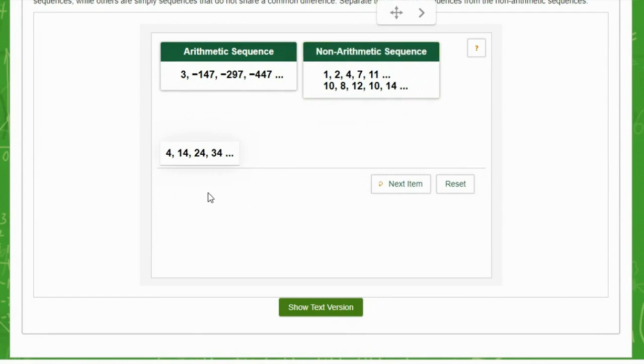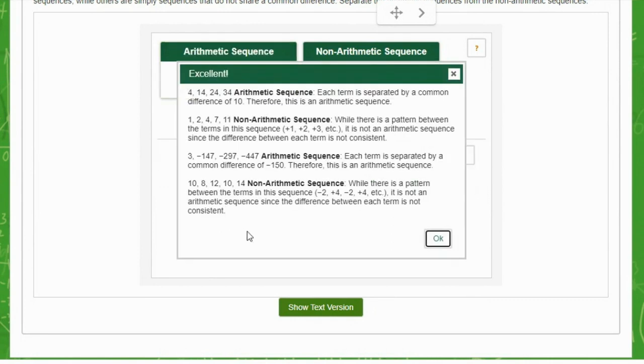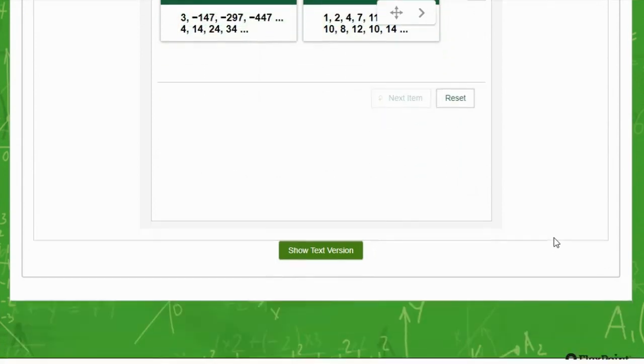Oh, they end up with an easy one. 4, 14, 24, 34. You could probably guess the next number. Yes, it's 44. You got it. That is definitely an arithmetic sequence, adding 10 every time. So this just tells you why or why not that it's an arithmetic sequence. It has to be the same common difference every time. Ooh, there's more vocabulary words. Common difference.